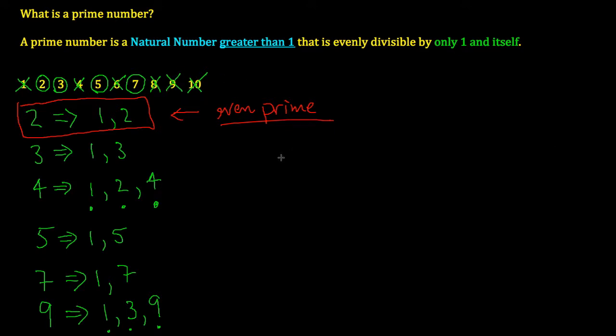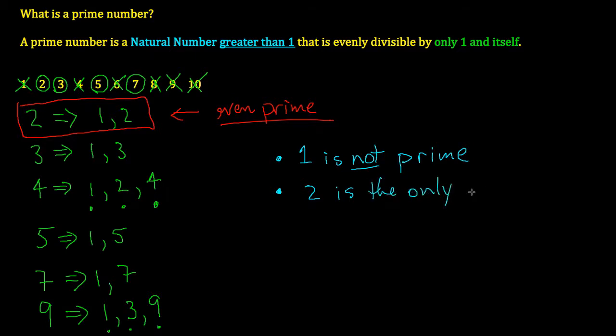So in summary, we have a couple of key points. The first being, 1 is not prime. And that's often misunderstood by people. 1 is not prime. It only has 1 factor, not 2. The second being that 2 is the only even prime. All other even numbers are not prime. And finally, every prime number other than 2 is odd.